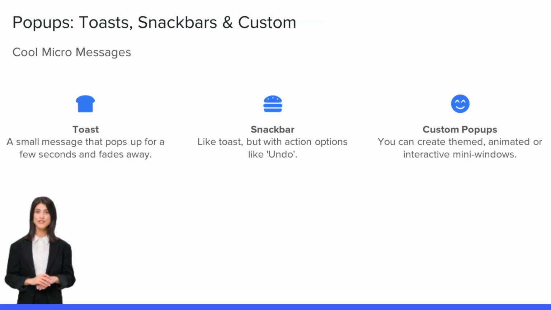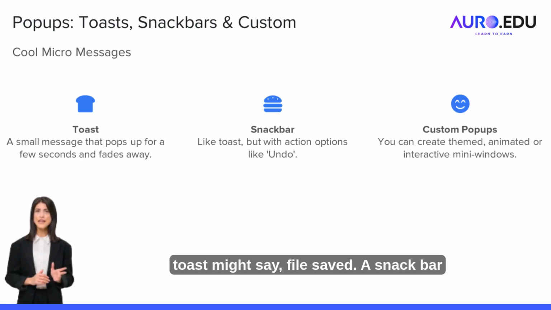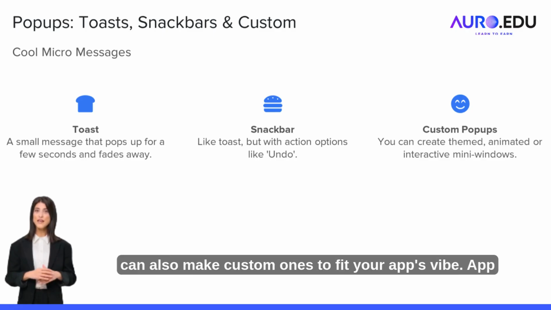Pop-ups. Toasts, snack bars, and custom. Toasts and snack bars are tiny pop-ups that give feedback. A toast might say, "File saved." A snack bar adds actions like undo. They're quick, helpful, and don't interrupt the flow. You can also make custom ones to fit your app's vibe.